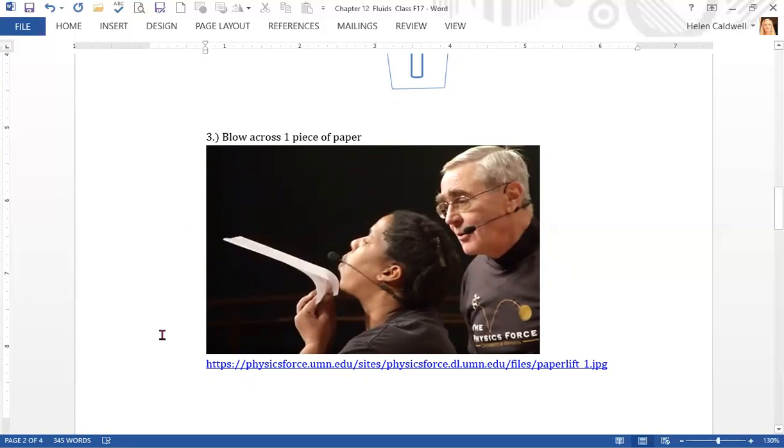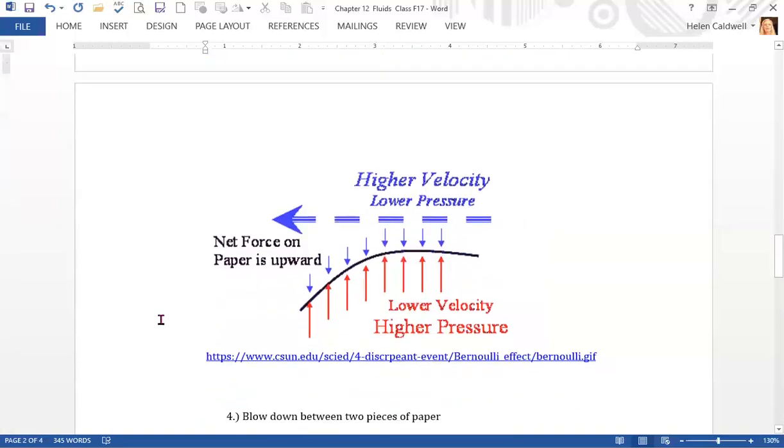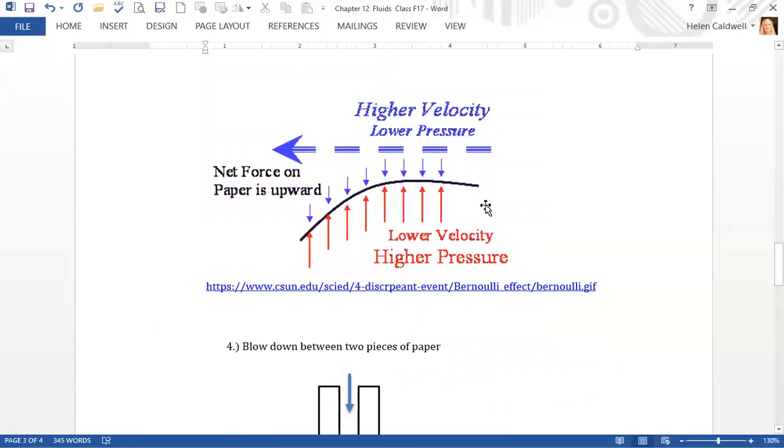And we'll try to do this demo in lab. Suppose we blow down between, oh, I'm sorry, here's the graphic that shows this. So high velocity across the top gives you a low pressure, lower velocity across the bottom gives you a higher pressure. The high pressure pushes the paper up.